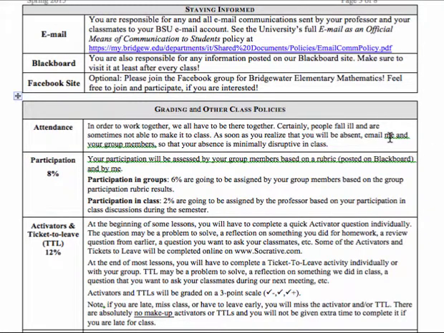The third page of the syllabus tells you that you need to stay informed in order to make sure that you receive all the announcements. The way that I disseminate information is either by email, and this is your BSU email account. It is the official way that BSU communicates with students, and you need to be checking your email on a daily basis. Also, I will be posting information on our Blackboard site. And finally, optionally, you can search Bridgewater Elementary Mathematics on Facebook and join our Facebook group.